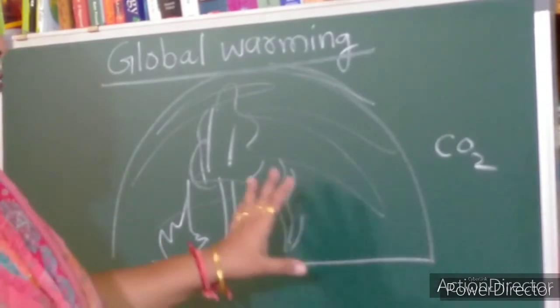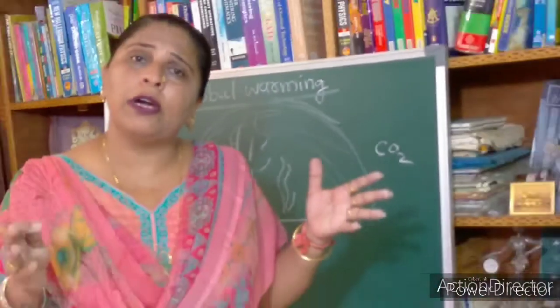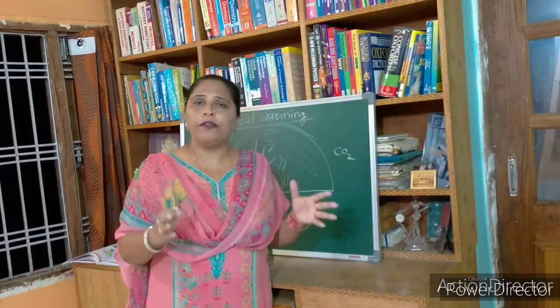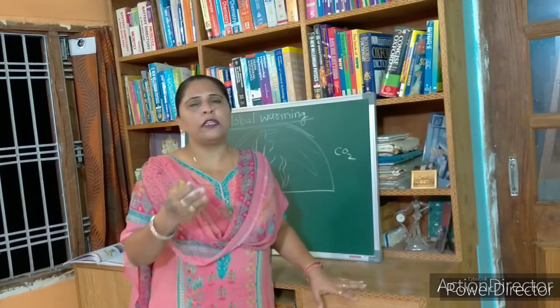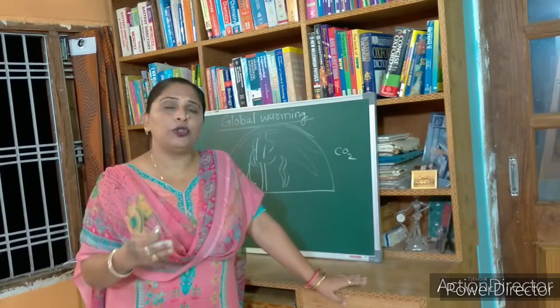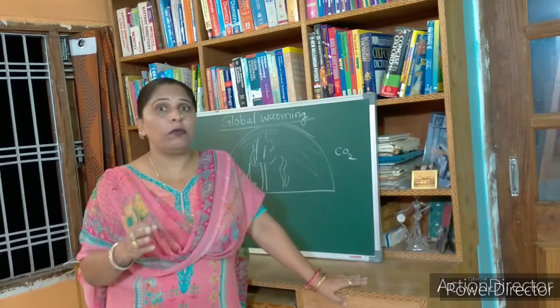First and foremost, global warming will make the world warm. And if the world becomes warm, then we cannot survive. You must have seen during summer days the temperature shoots up to 48 or 49 degrees. Just imagine, at 100 degrees water boils.